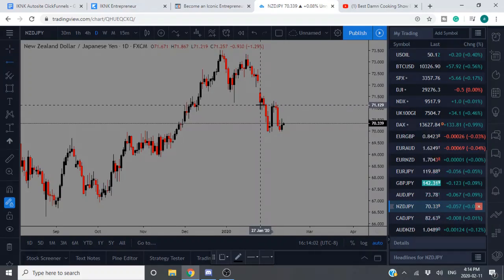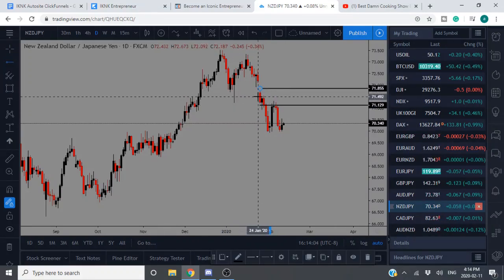New Zealand Yen, this zone has already been in play. I don't see any opportunity. I would skip it.